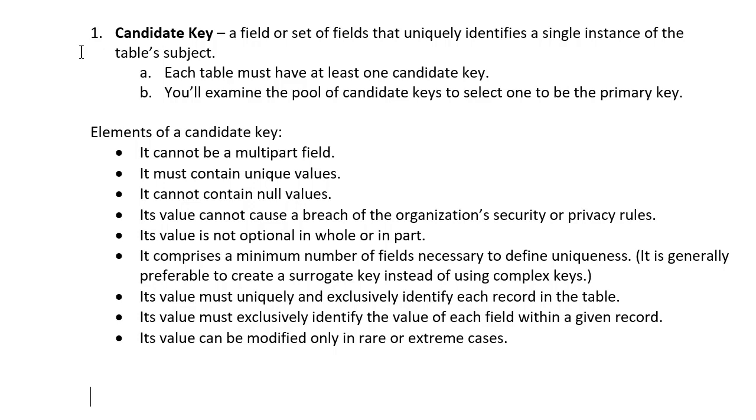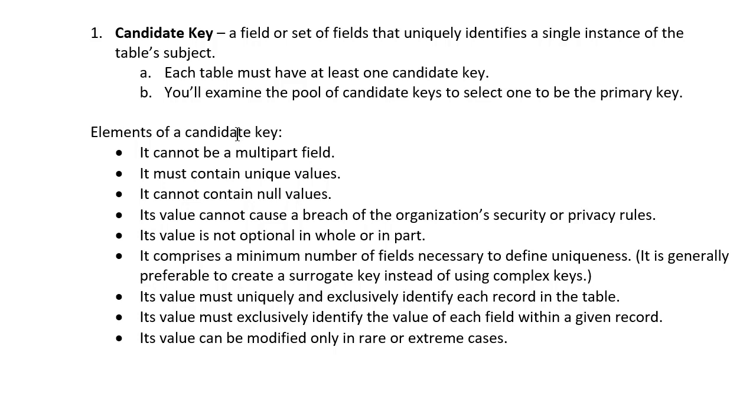Those particular fields are known as candidate keys before you select a primary key. Each table has to have at least one candidate key, and then you'll look at that pool of candidate keys to select one of the keys to be the primary key. So what does it take to be a candidate key? The same thing it takes to be a primary key.